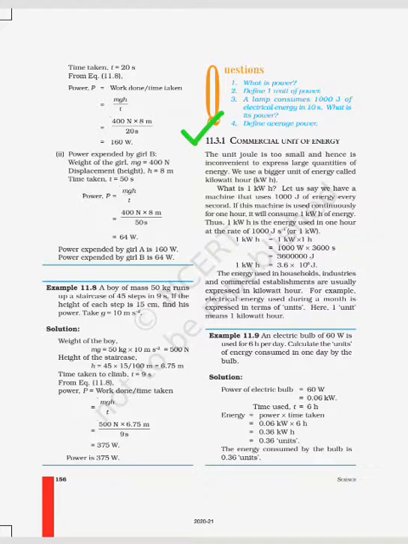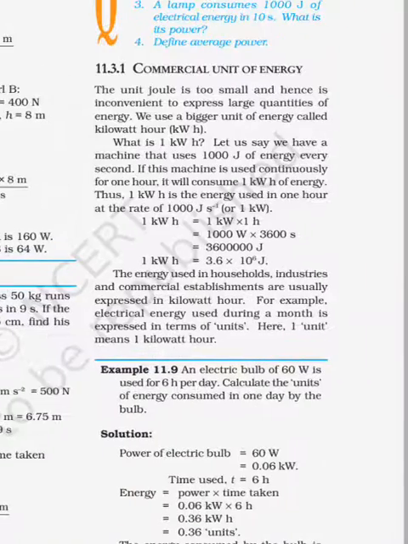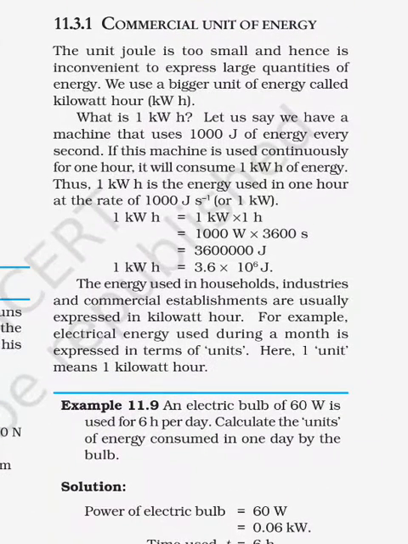Why are we using this unit? Because the joule is a very small unit of energy. So we are using another unit that is known as the kilowatt hour, or simply we say it a unit. So see what this kilowatt hour is. The definition is given here. What is 1 kilowatt hour?